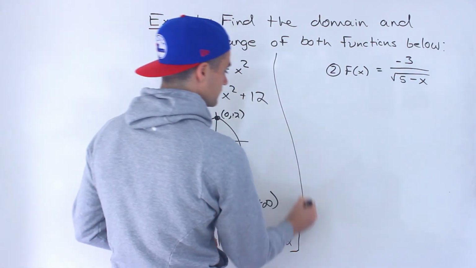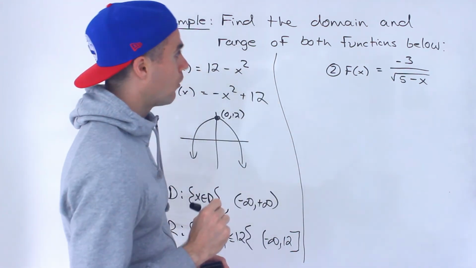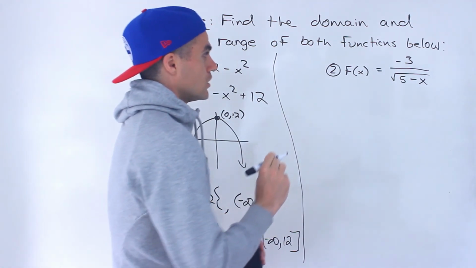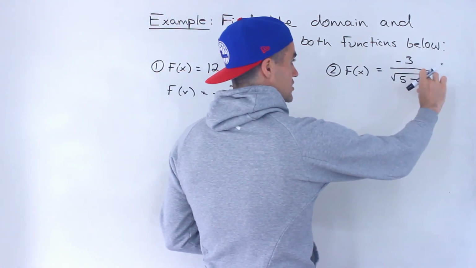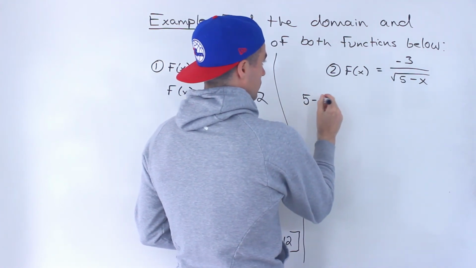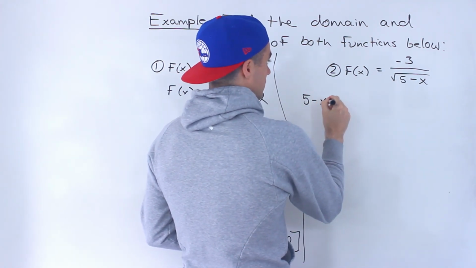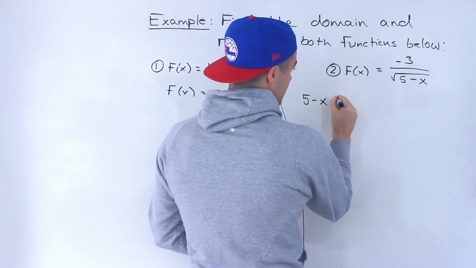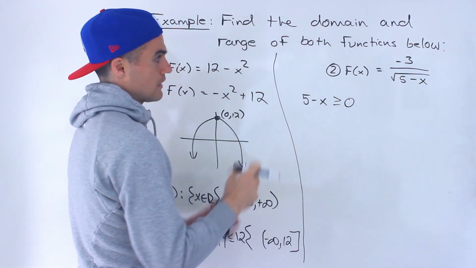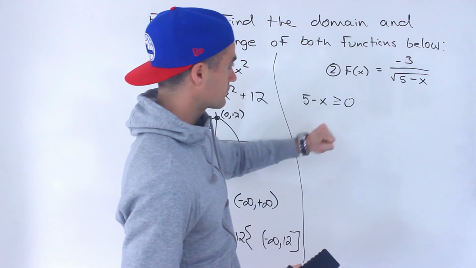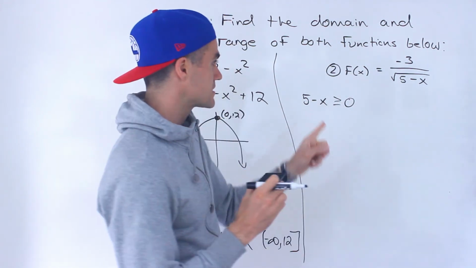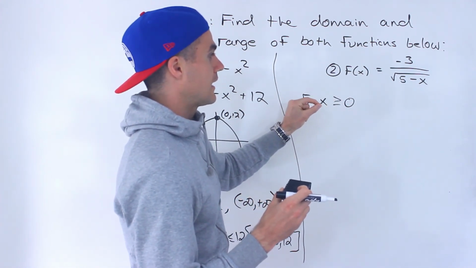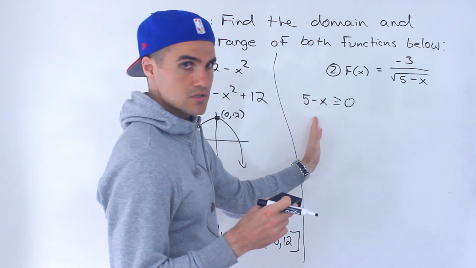Now this function here, f of x equals negative 3 over the square root of 5 minus x, is a little bit tougher. Notice that, first off, within the square root, we know that you can't take the square root of a negative. So this expression has to be greater than or equal to 0. It can be 0, since you can square root 0, or it has to be positive.